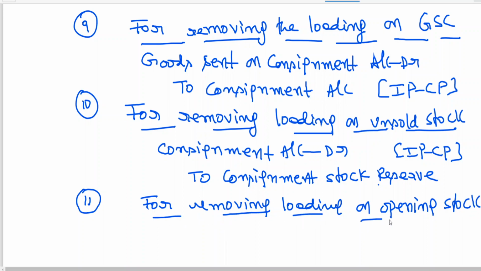But remember, for removing, because last year's closing stock is at invoice price, definitely you might have learned, you have written the stock reserve. The next year it will become opening stock. For removing the loading on opening stock, you will just reverse it. What is the entry? Consignment stock reserve.